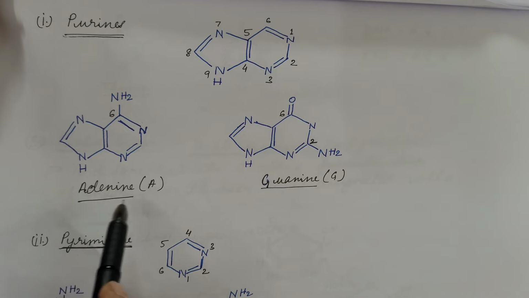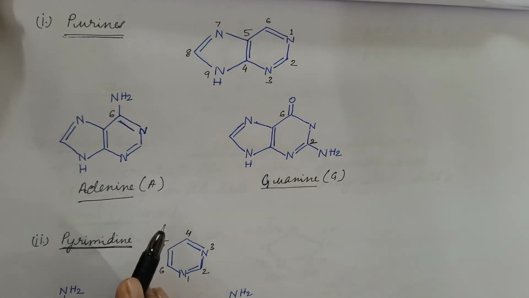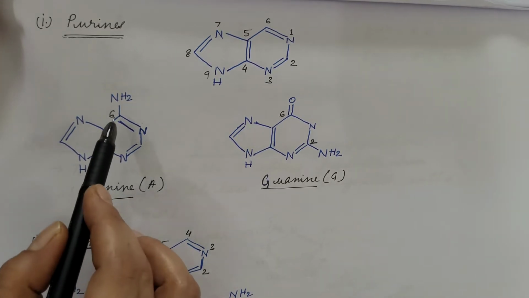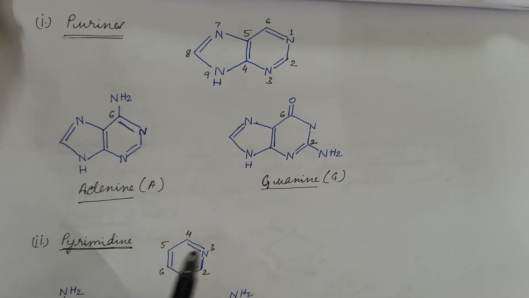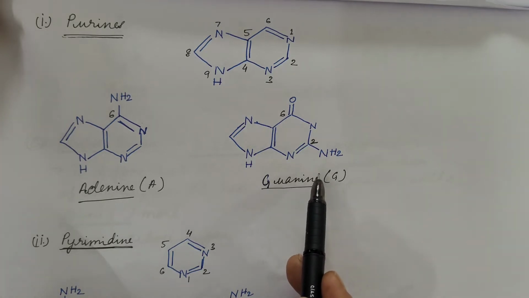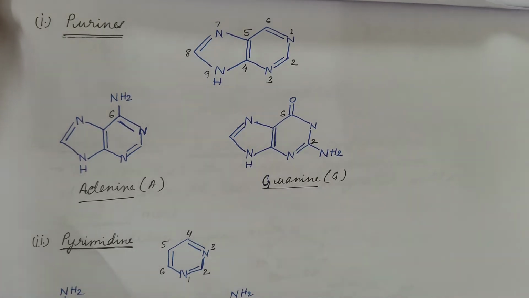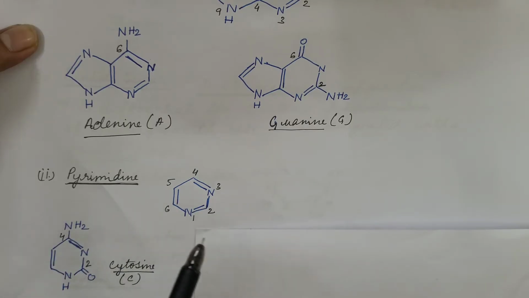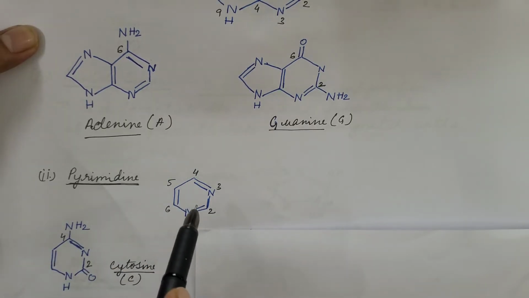This is the structure of adenine. Its chemical name is 6-amino-purine. This is the structure of guanine. Its chemical name is 6-oxy-2-amino-purine. Now pyrimidine. This is the basic structure of pyrimidine.